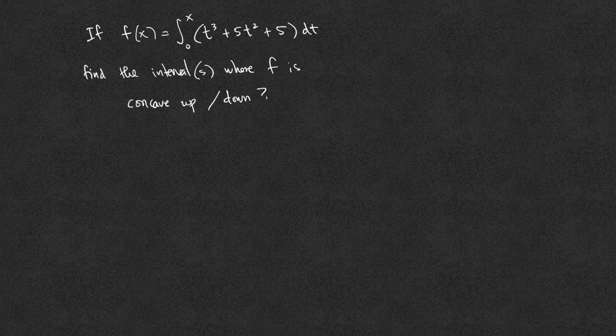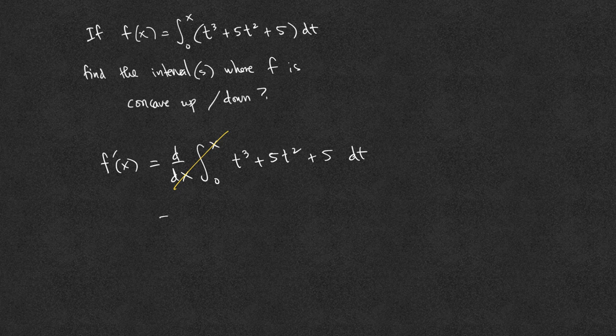second derivative of f. But first, we would need to find the derivative of f. The derivative of f is the derivative of the integral from 0 to x of t cubed plus 5t squared plus 5 dt, because f of x is the integral already. But using the fundamental theorem of calculus, we can cancel the derivative and the integral, and so we end up with x cubed plus 5x squared plus 5, and this is f prime of x.